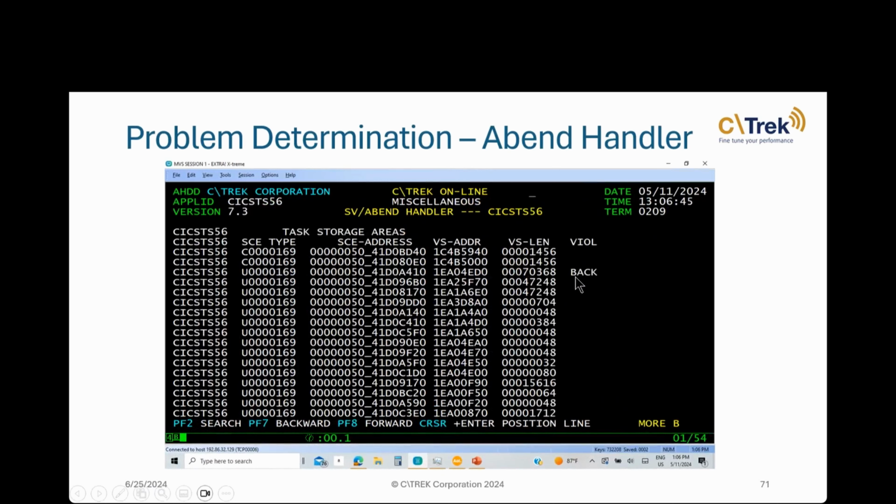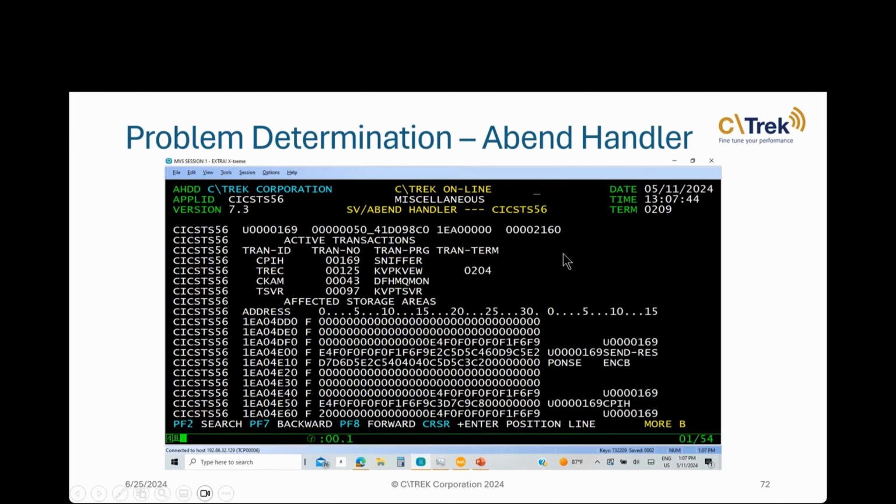It'll tell you this is the area that caused the storage violation, and it's the back part that was damaged. It can be the front, it can be the back, or it can be both if it's a real heavy type of deal. So you'll see here that it was this address, the field where the data was damaged, and it's the back part of it. The size of the area was 70K, 70,368.